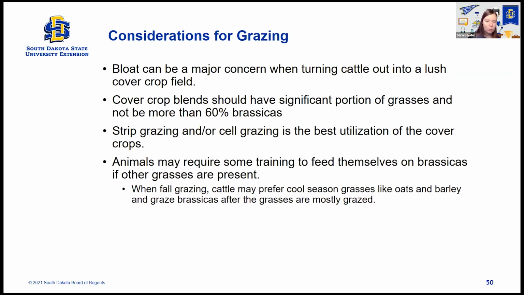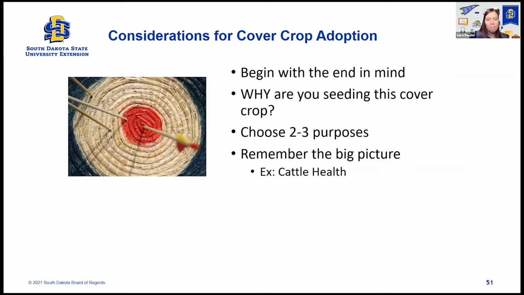And sometimes it takes a while. They'll graze down those cool season grasses and then they'll move to the brassicas. But typically they're trainable, they learn. You might have to force them a little bit, but they won't starve. Most people's herd will start eating the brassicas before they'll starve. So I'm sure some people on this webinar have experience with that.